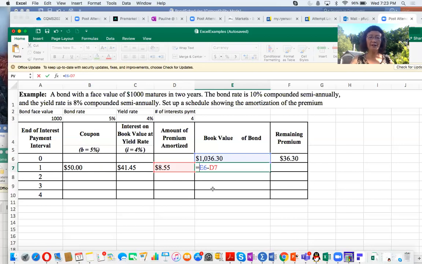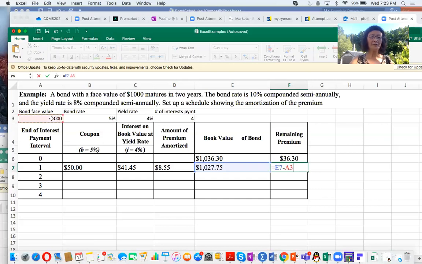Okay, so I need to modify this formula to use mixed cell reference. So E6, I need to put $E6. And this D6, I need to put $D7. Okay, so this is the book value of the bond, and then remaining premium. It is just the difference of the book value with the face value.